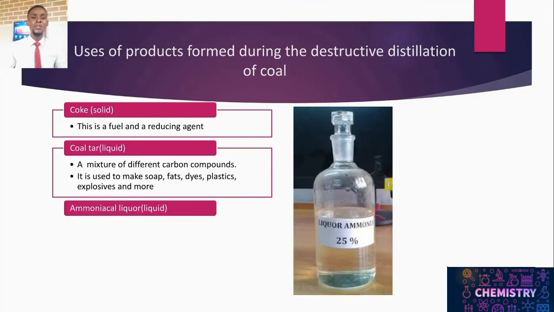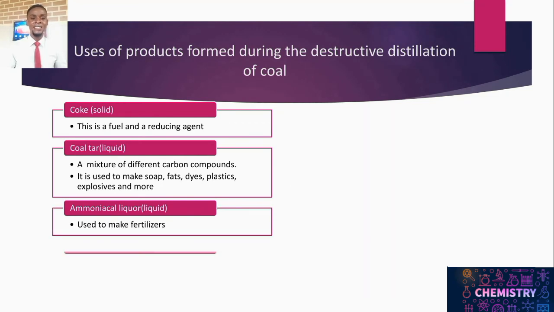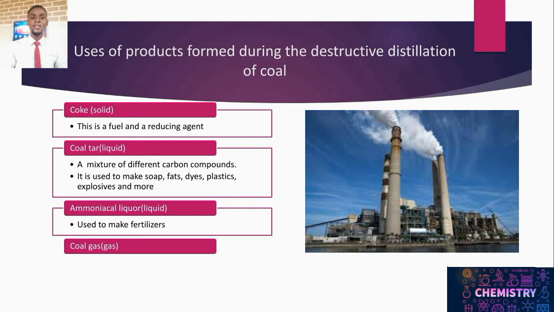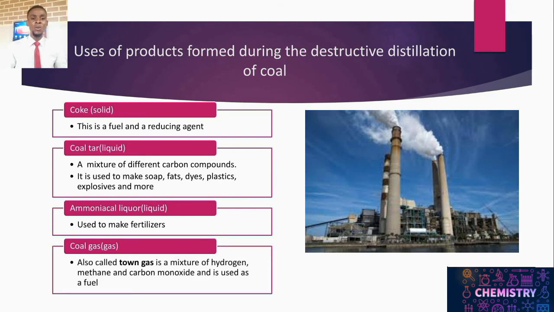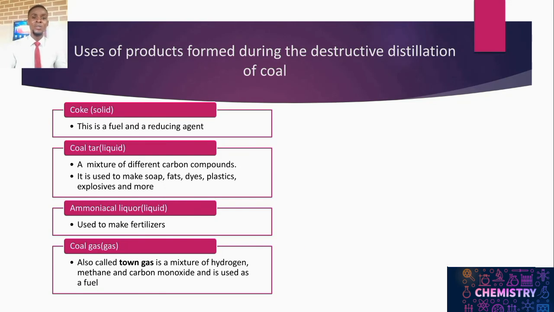The next is ammonical liquor, which is also liquid. Let's go a bit back. Coke is solid, coal tar is liquid, ammonical liquor is also liquid. It is majorly used to make fertilizers. And lastly, we have coal gas, which is the gaseous aspect of the destructive distillation of coal, and is also used as a fuel. It is also called town gas.